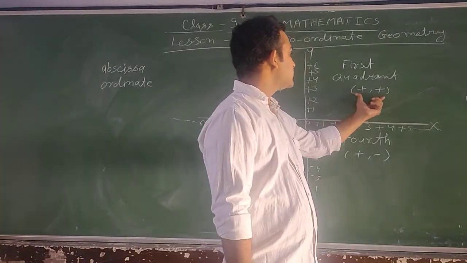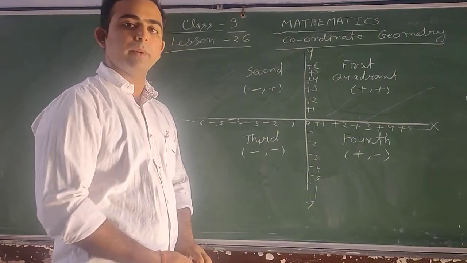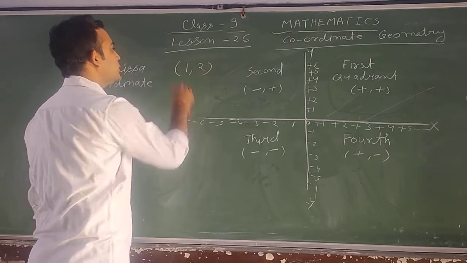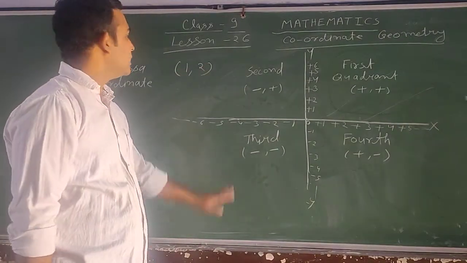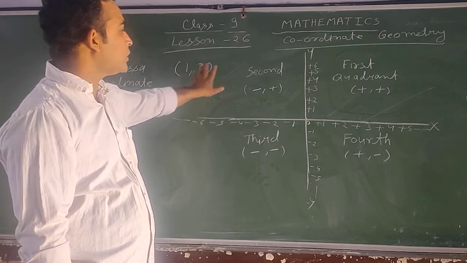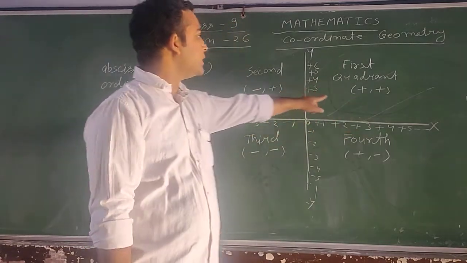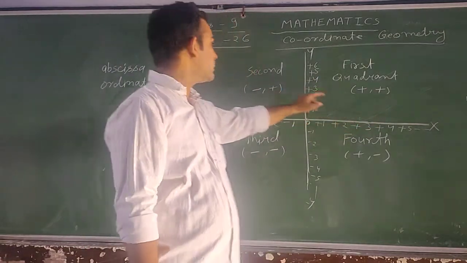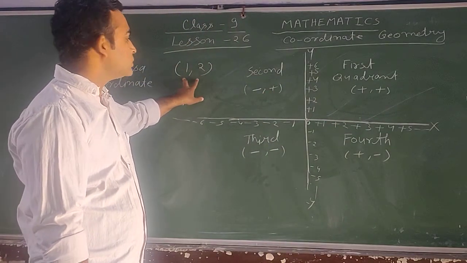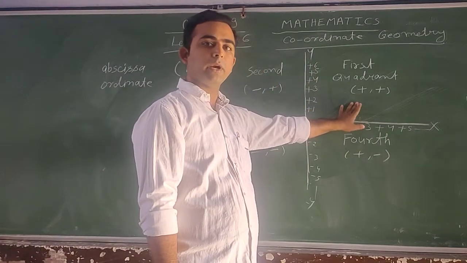Now suppose we have to plot some numbers, 1, 2. So 1 and 2 both have sign plus plus, which means this 1, 2 lies in the first quadrant, because in the first quadrant the sign is plus and plus. If you have to plot 1, 2, then both signs are plus. That's why this 1, 2 lies in the first quadrant.